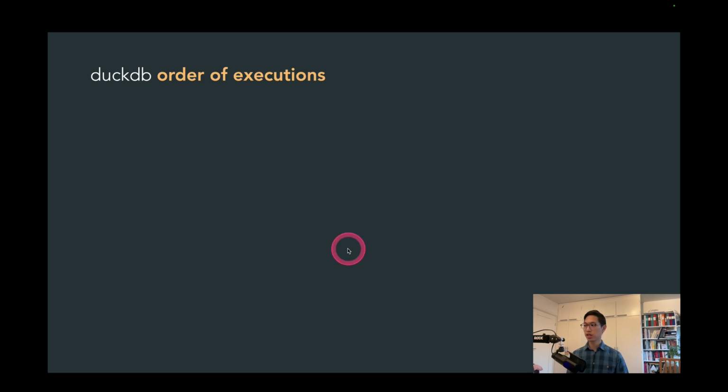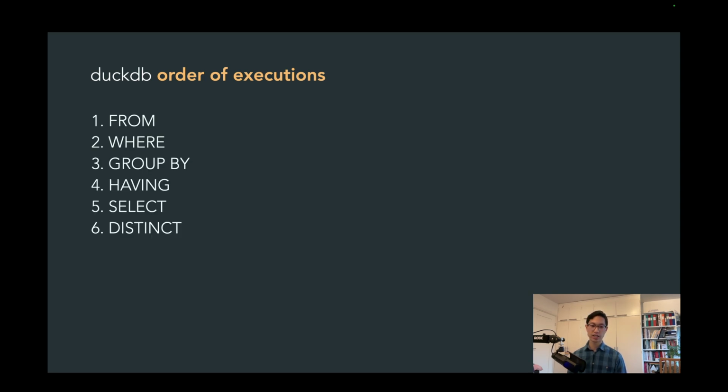So DuckDB has a certain order of execution. And this is not just for DuckDB, it's for all the databases. So first you start with FROM. Even if FROM usually comes at the end in many cases, this is the start that will run first. And then usually comes WHERE, if you have a WHERE clause. Then GROUP BY, HAVING, SELECT, DISTINCT, ORDER BY, and LIMIT OFFSET.